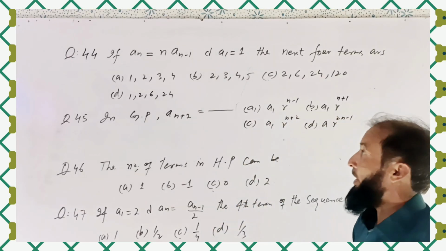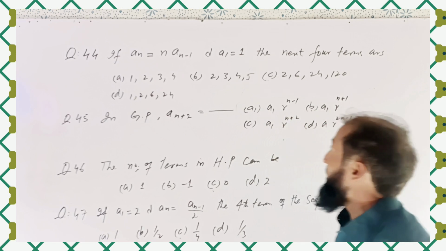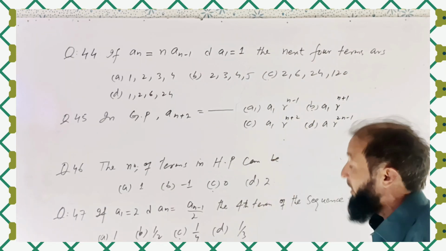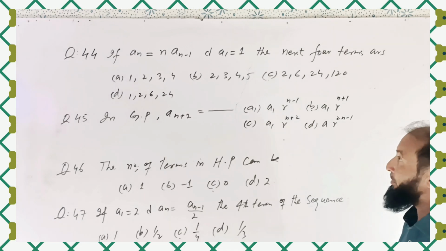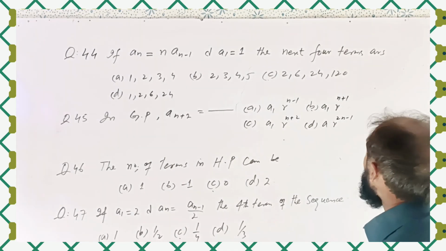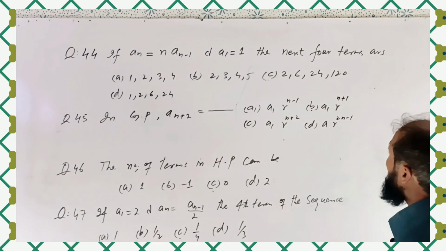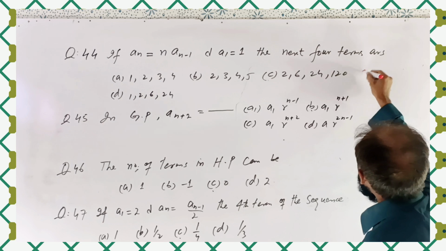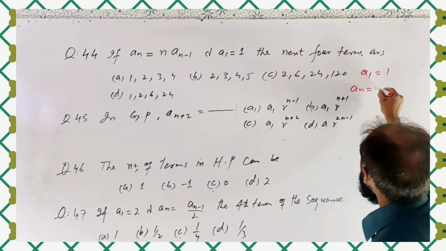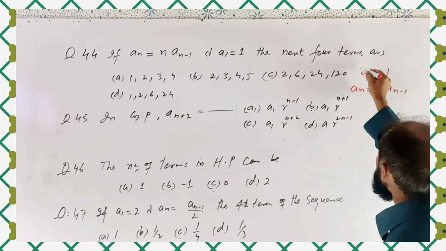Number 44. If the general term is given as n times A(n minus 1), and the first term is given, the next 4 terms are required. So according to the formula, the first term A1 is given, and the general term is already given, n into A(n minus 1). It means the first term is given.